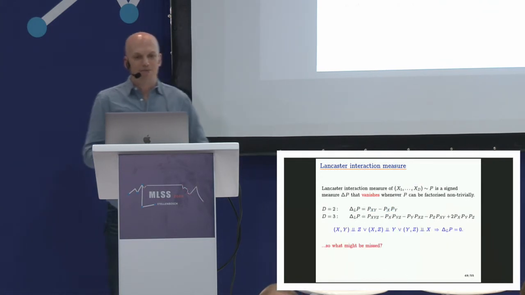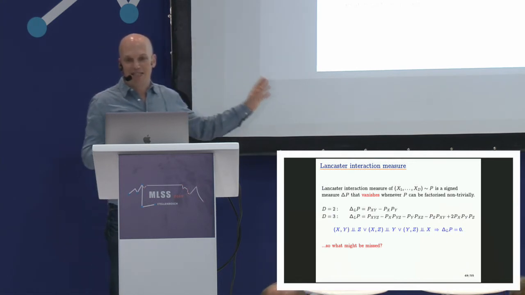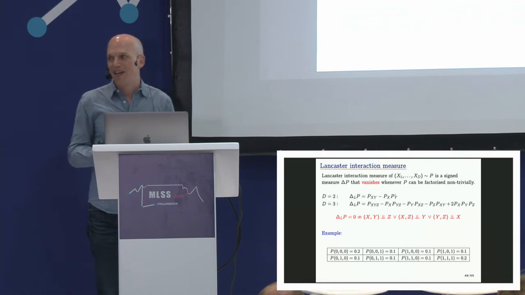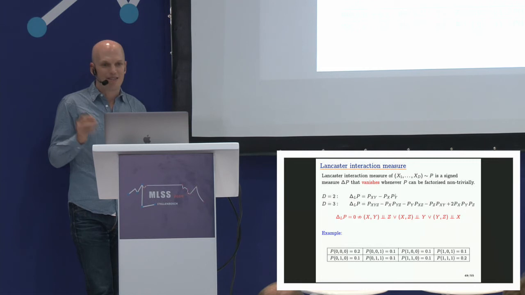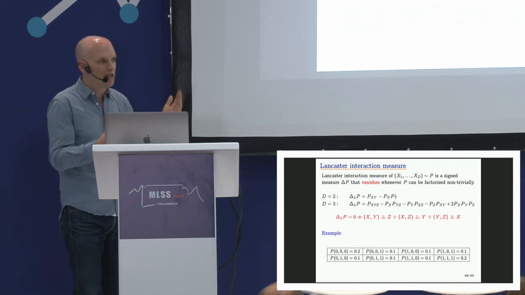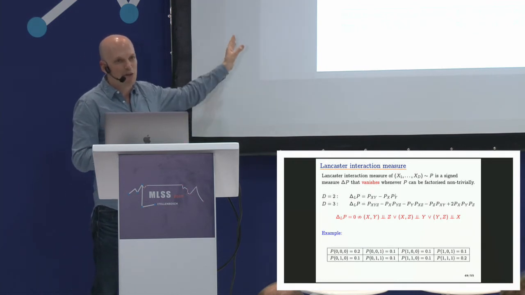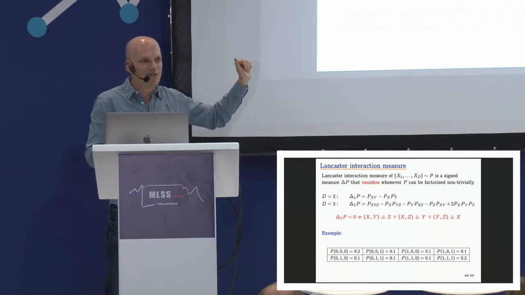Okay, so if any factorization exists, this implies that this is 0. What might be missed? Well, actually, the implication in the other direction doesn't work. I can create variables which are completely coupled, and yet this statistic is going to be 0. They're coupled in a really pathological way, in just the right way that I make this thing 0. So here's an example with binary variables where everything is dependent on everything else, and yet my statistic is 0.